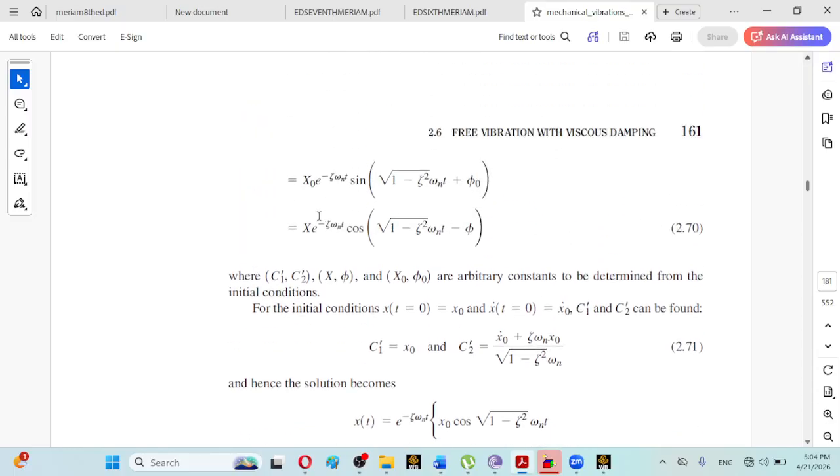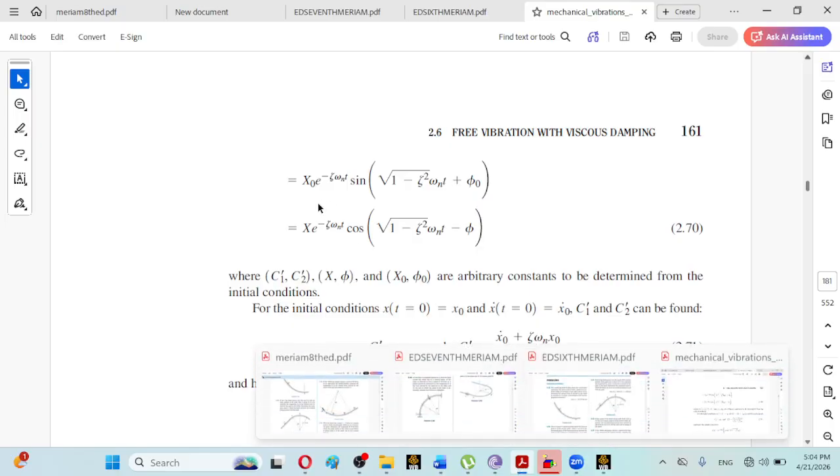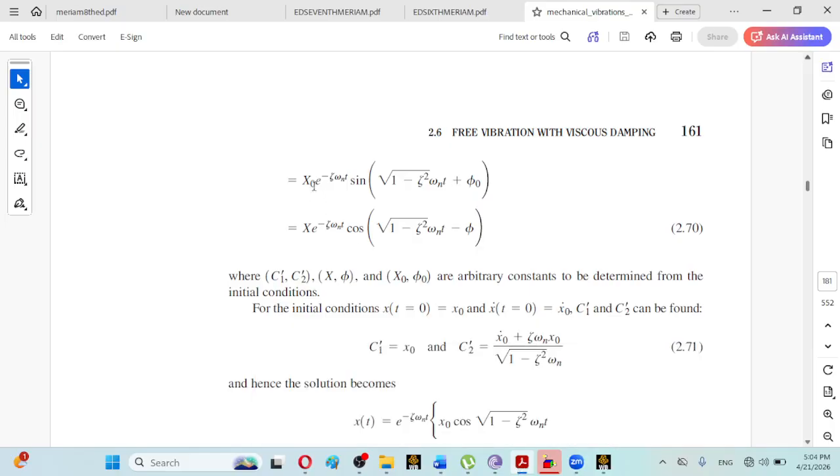And here we can observe x or x naught, so a student might question why x naught or capital X is used here. It is just to distinguish the sine and cosine terms, and there is no other reason. Here c1 dash, c2 dash, x phi and x naught phi naught are arbitrary constants to be determined from the initial boundary conditions.